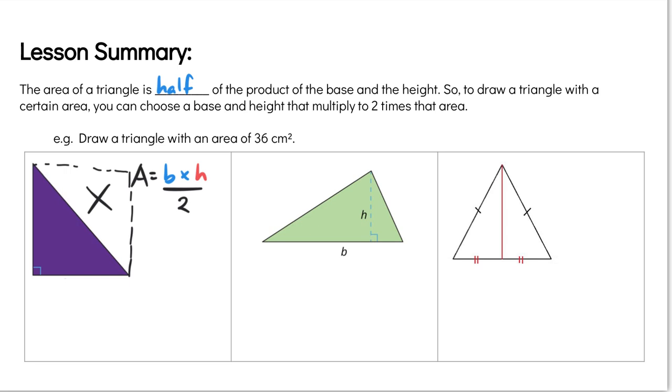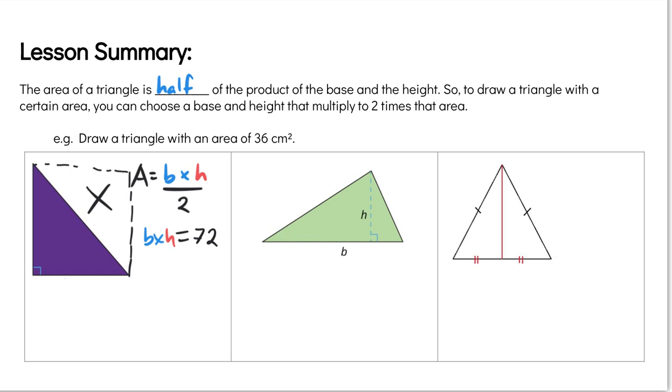So if we want this triangle here to have an area of 36, we need to make sure that the base times height is going to be twice as much as the 36. So we want this to be 36 times 2, which is 72. The base times height should be 72.